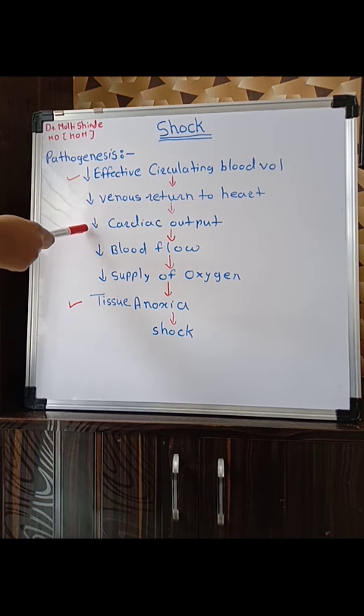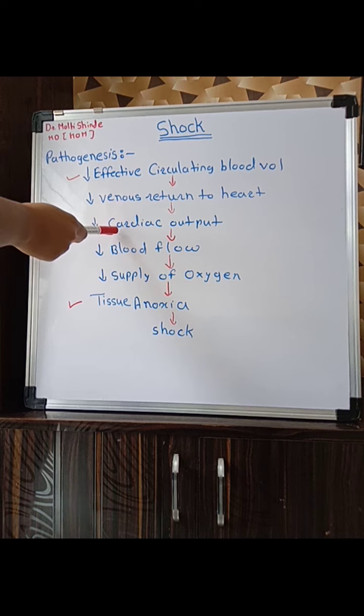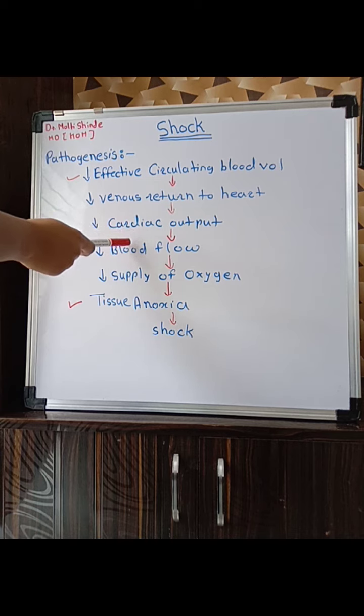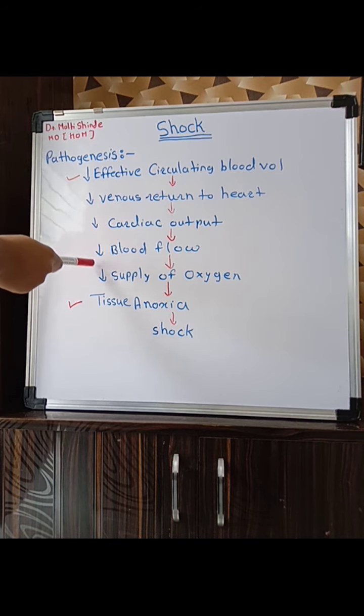In cardiogenic shock, it starts with the decrease in the cardiac output due to cardiac diseases. It may be sudden MI, pulmonary embolism, or any acute cardiac disorder that leads to the decrease in the cardiac output, that causes the decrease in the blood flow, that causes the decreased oxygen supply, that causes tissue anoxia, and that leads to shock.